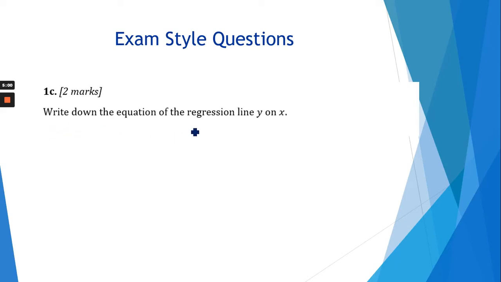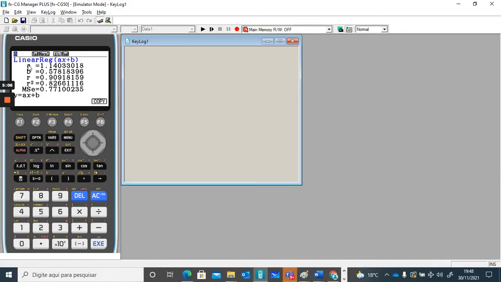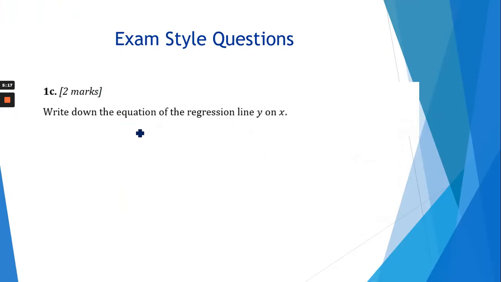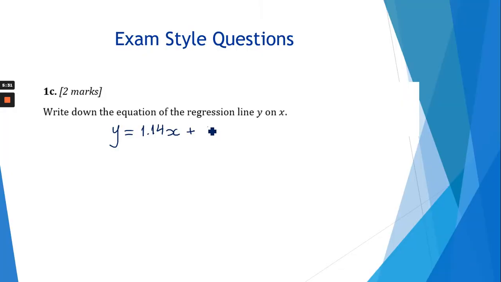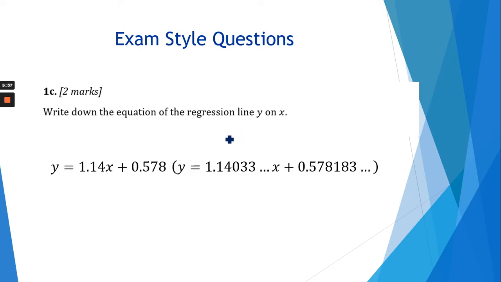Write down the equation of the regression line y on x. So we go back here. We have the a coefficient, which is 1.14, correct to 3 significant figures. b is 0.578. So it's going to be y equals 1.14x plus 0.578. Here it is, 1.14x plus 0.578.